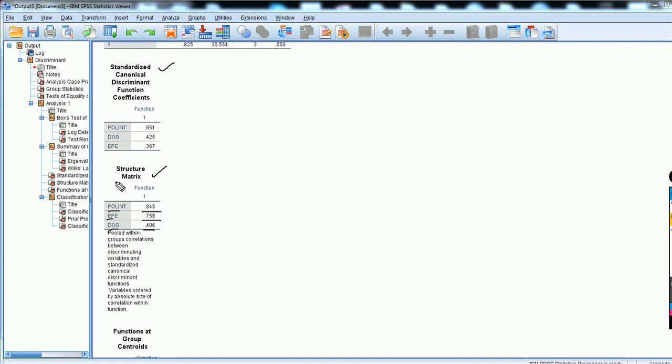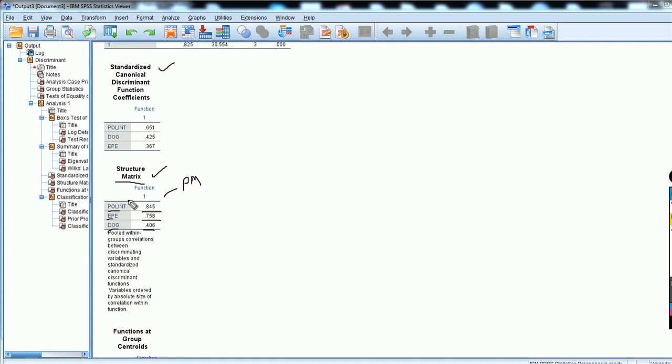Interpreting the structure matrix is very much analogous to interpreting a structure matrix in the context of factor analysis, where you look at the zero-order correlations between your measured variables and the factors. So based on this, I might consider function 1, and I might name this something like political mindedness.